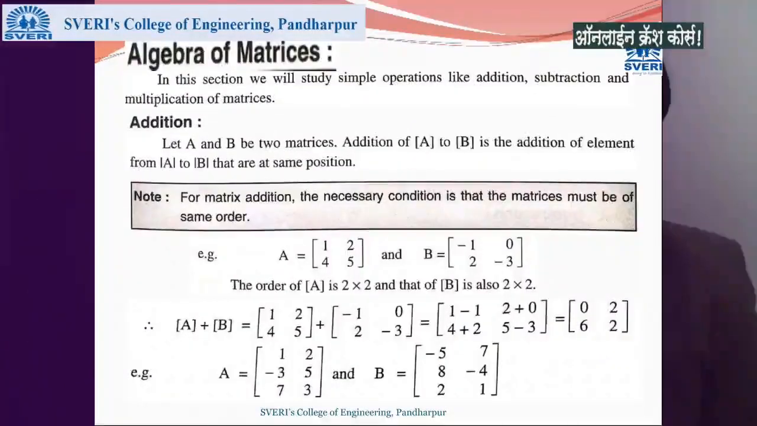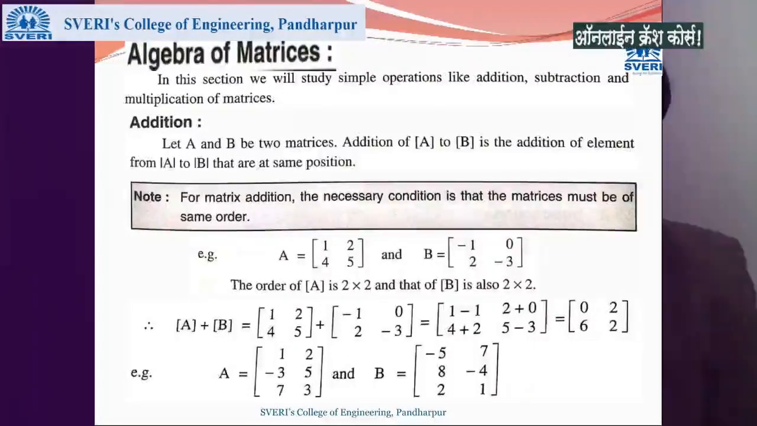So let us see addition, how to add two matrices, matrix A and B. We can add two matrices if they have the same order. A and B are two matrices. Addition of A to B is the addition of elements from A and B that are at the same position.